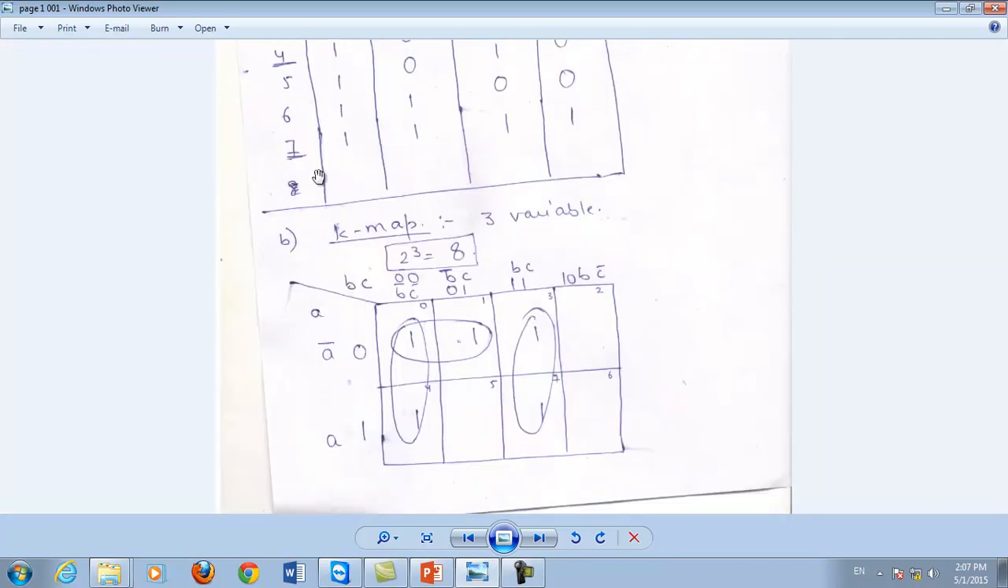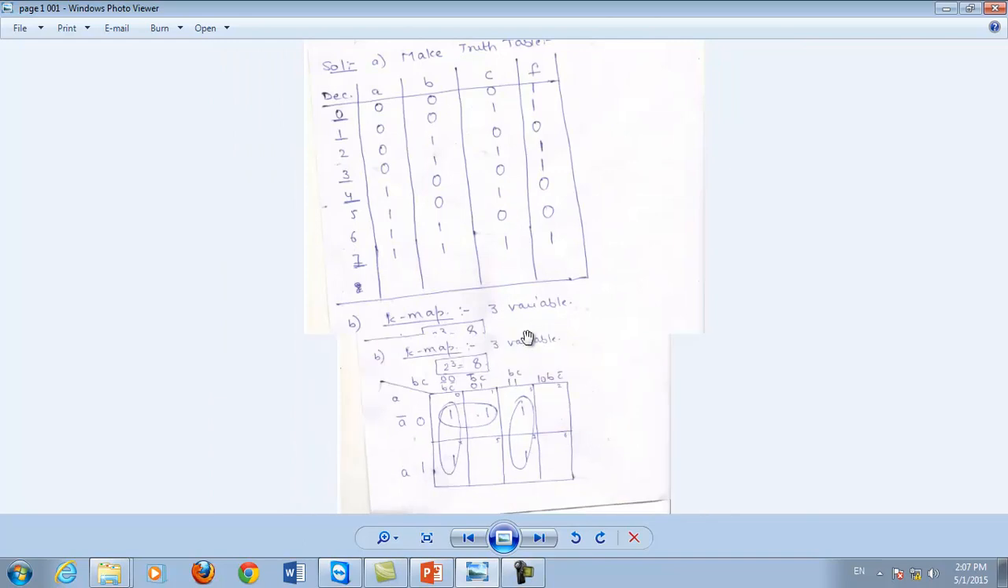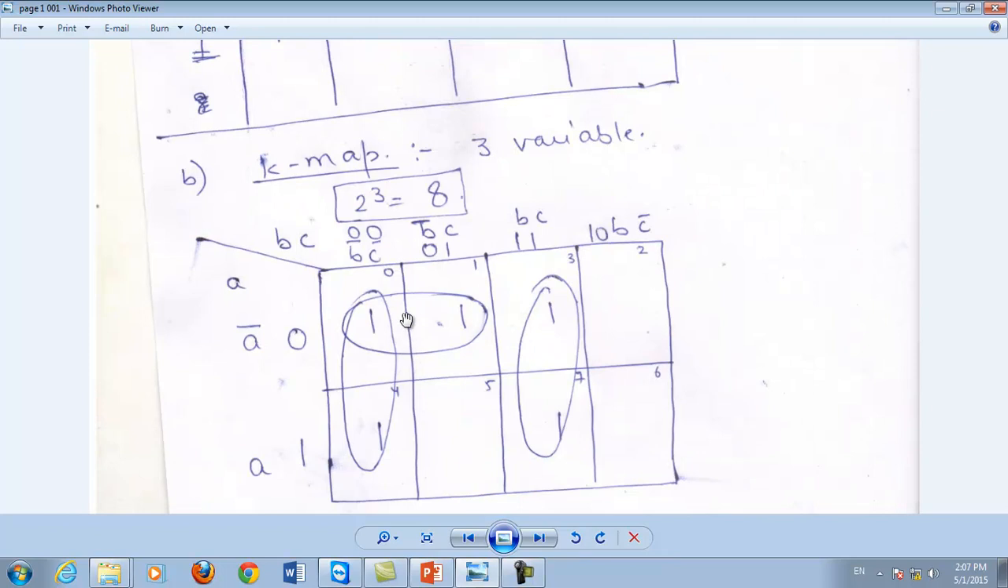there are a total of 3 variables. It means the K-map will be of a total of 8 cells. 8 cells means 4 columns and 2 rows. 2 rows means a total of 1 variable will be there to represent the rows, that is A complement and A, and for 4 columns there will be 2 variables, or combinations of 2 variables, to represent the 4 columns, that is B complement C complement, B complement C, BC and BC complement. Now write down the counting here.